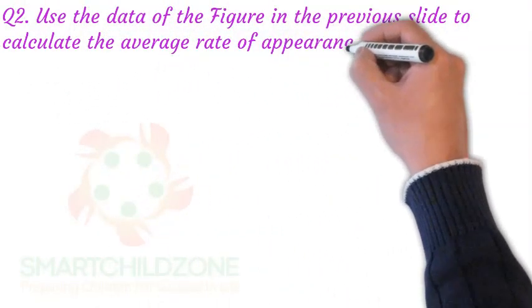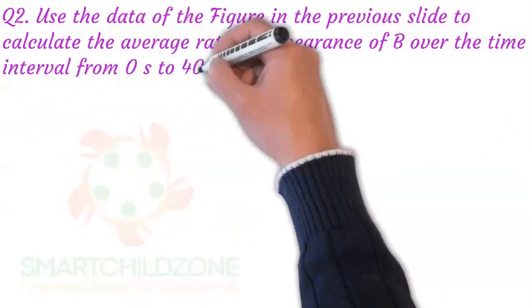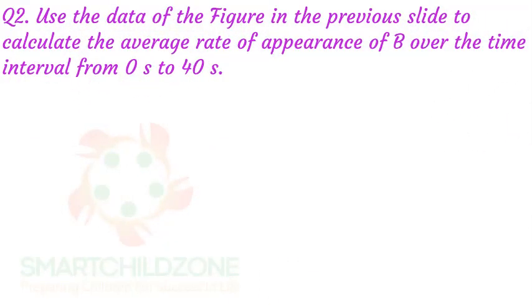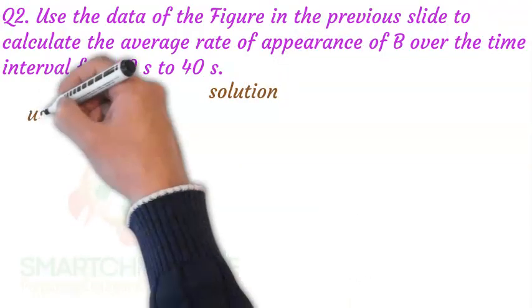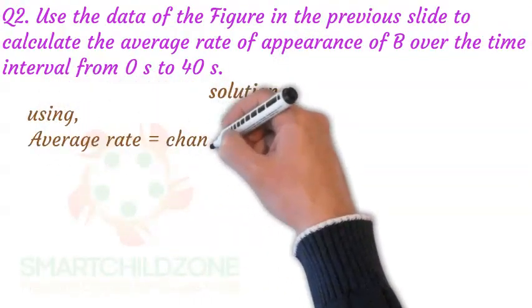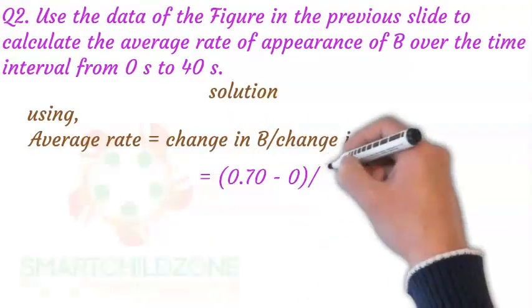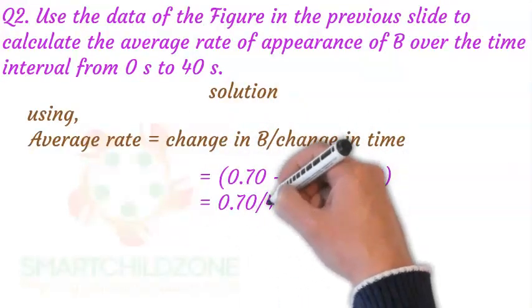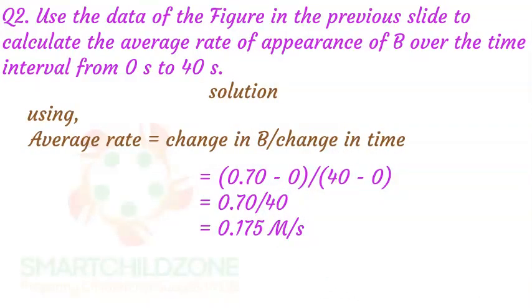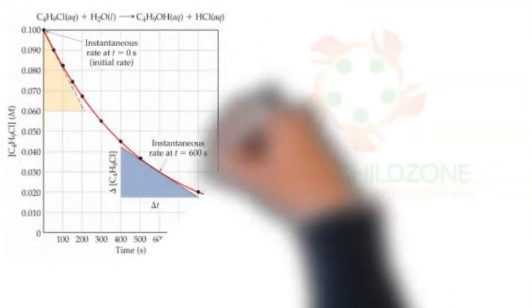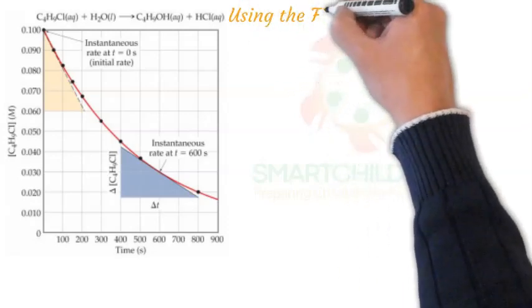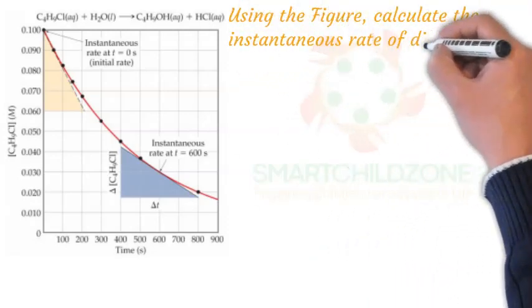Using the figure, calculate the instantaneous rate of disappearance of chlorobutane at t equals 0 seconds. To obtain the instantaneous rate at t equals 0 seconds, we must determine the slope of the curve at t equals 0. The tangent is drawn on the graph, as the hypotenuse of the tan triangle. The slope of this straight line equals the change in the vertical axis, divided by the corresponding change in the horizontal axis, which means change in molarity over change in time.